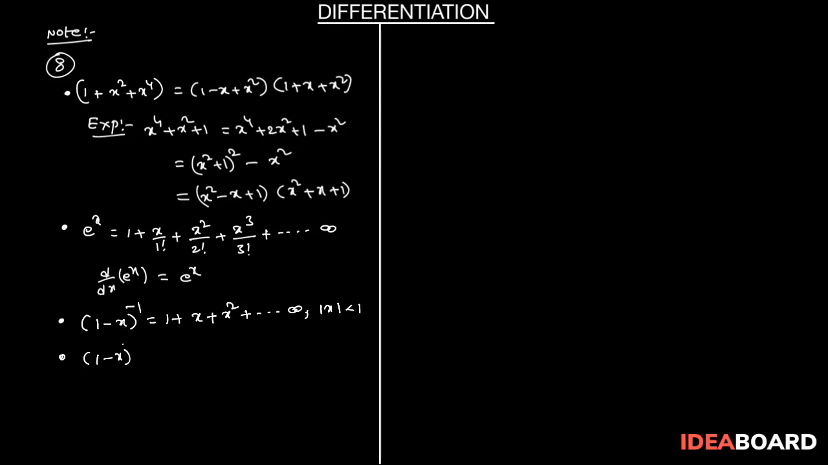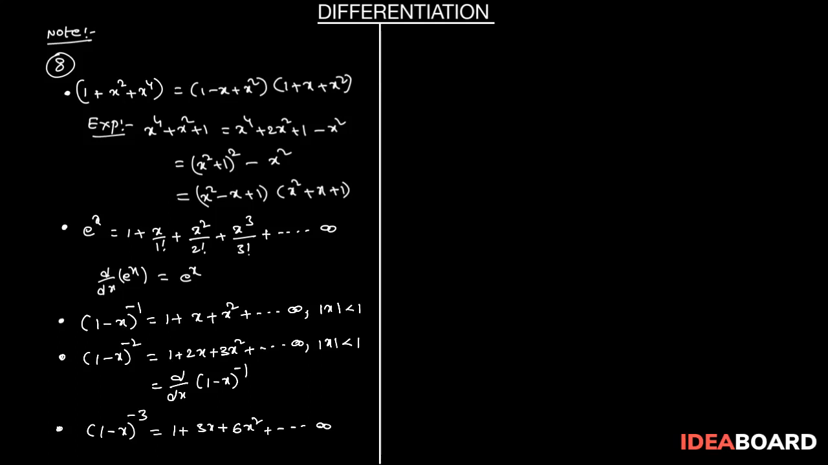(1 minus x) whole power minus 2 equals 1 plus 2x plus 3x square plus and so on to infinity. Here modulus of x is less than 1, that equals d by dx of (1 minus x) whole power minus 1. Next, (1 minus x) whole power minus 3 equals 1 plus 3x plus 6x square plus and so on to infinity. Here modulus of x is less than 1. Next one is the log of (1 plus x) to the base e expansion: x minus x square by 2 plus x cube by 3 minus x power 4 by 4 plus and so on to infinity. Here minus 1 less than x less than or equal to 1.